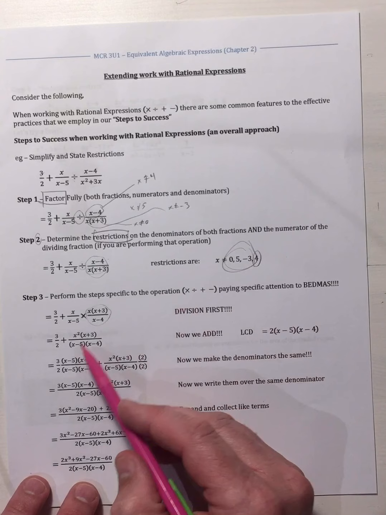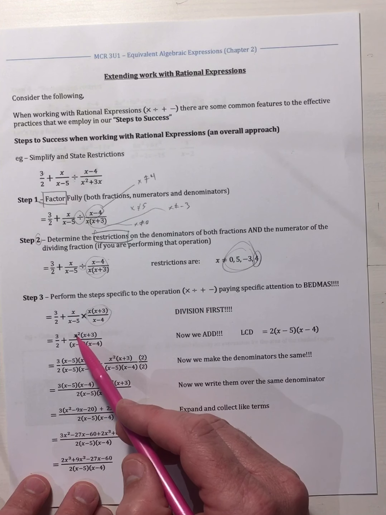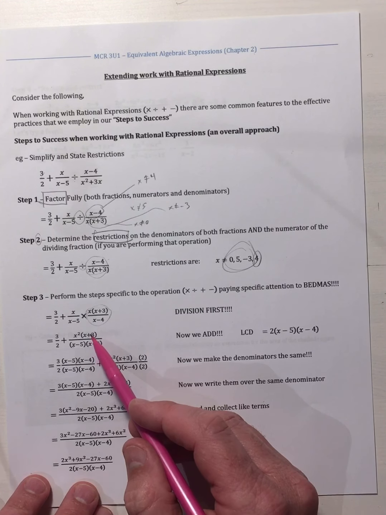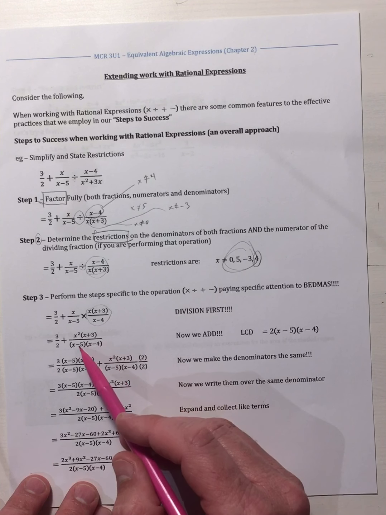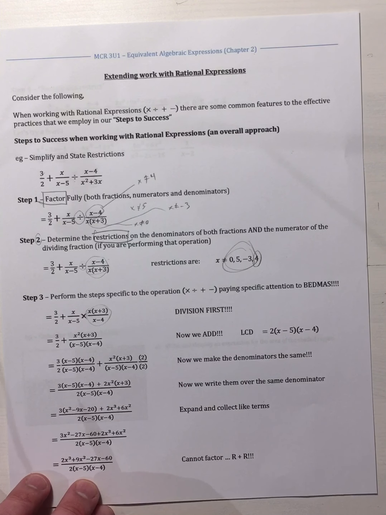Now, there's no canceling that's going to be happening here at all in this multiplication event. There's nothing in common between them, there's no monomial to cancel out within this fraction here. And there's no x plus 3 down in the denominator here, and there's no x minus 5 and x minus 4 in the numerator. So there's no canceling out there.